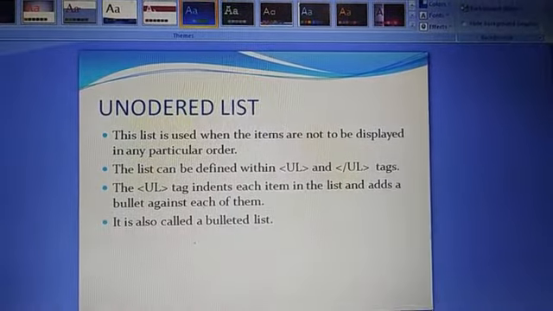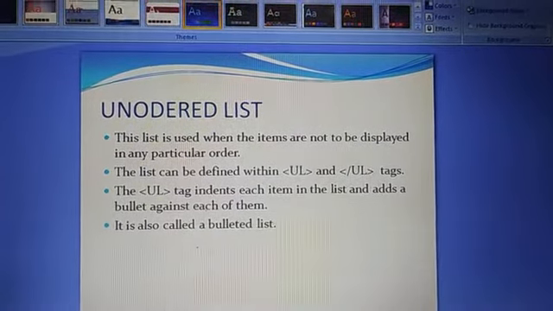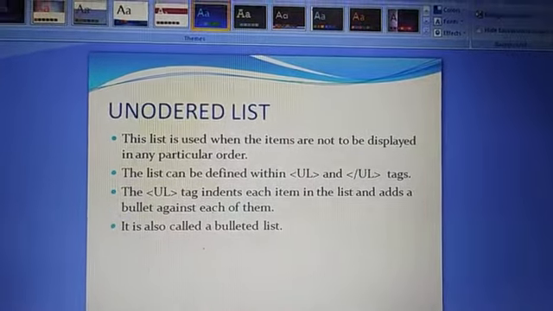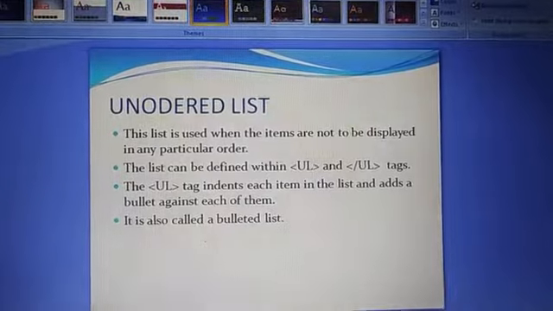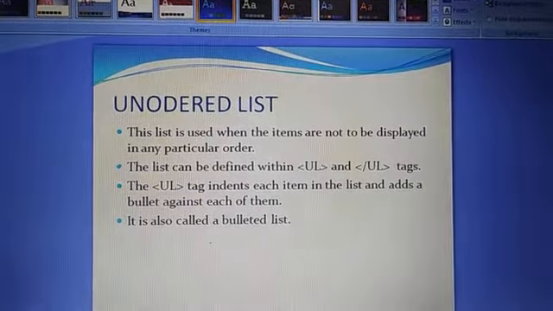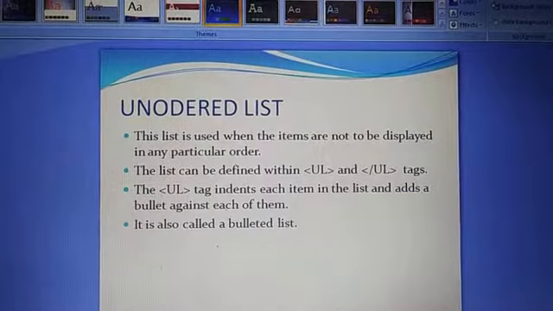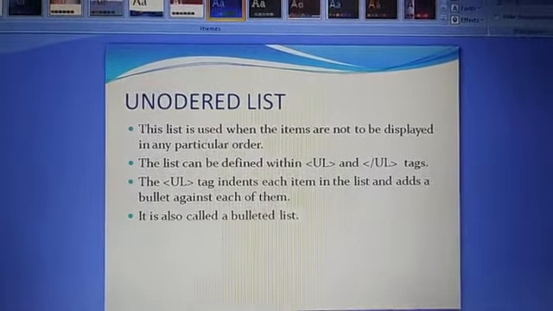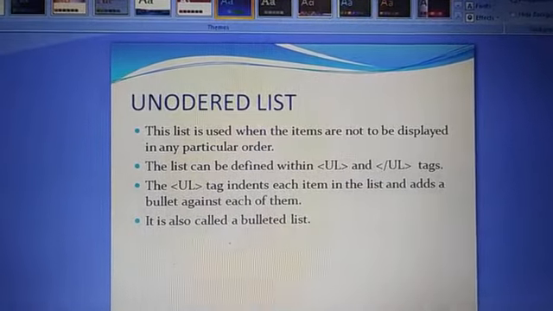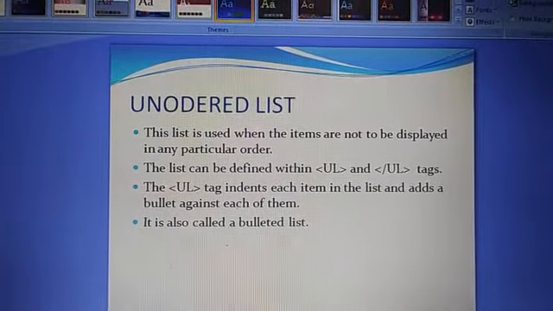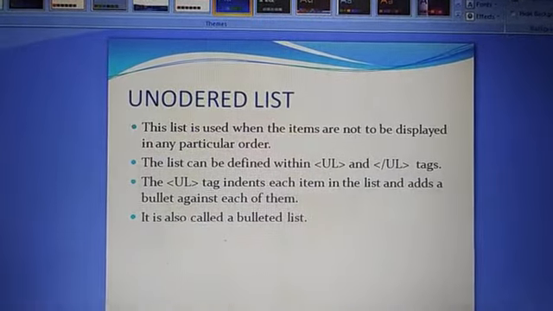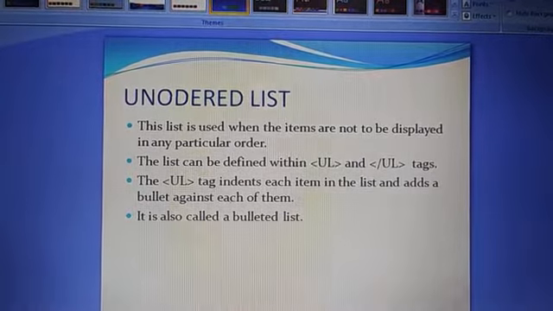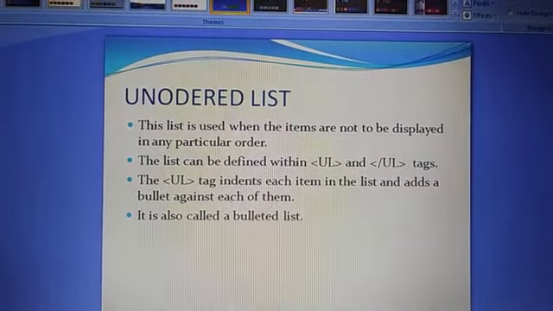So first of all, we will start with the unordered list. This list is used when the items are not to be displayed in any particular order. It means that order is not important. We can define the list using the UL tags. UL means unordered list, and it is a container element, so we will use both UL on and off tags.